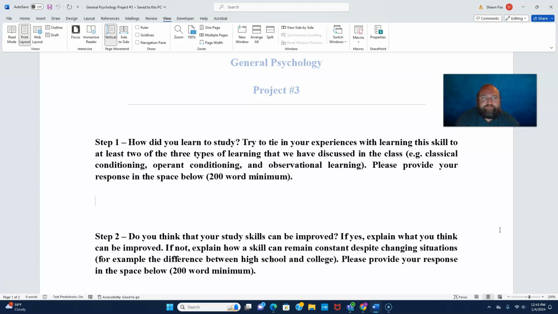You can talk about experiences of watching others study, or how you may have been punished or rewarded, or how it may have been almost like classically conditioned or something like that. 200 word minimum for step 1.